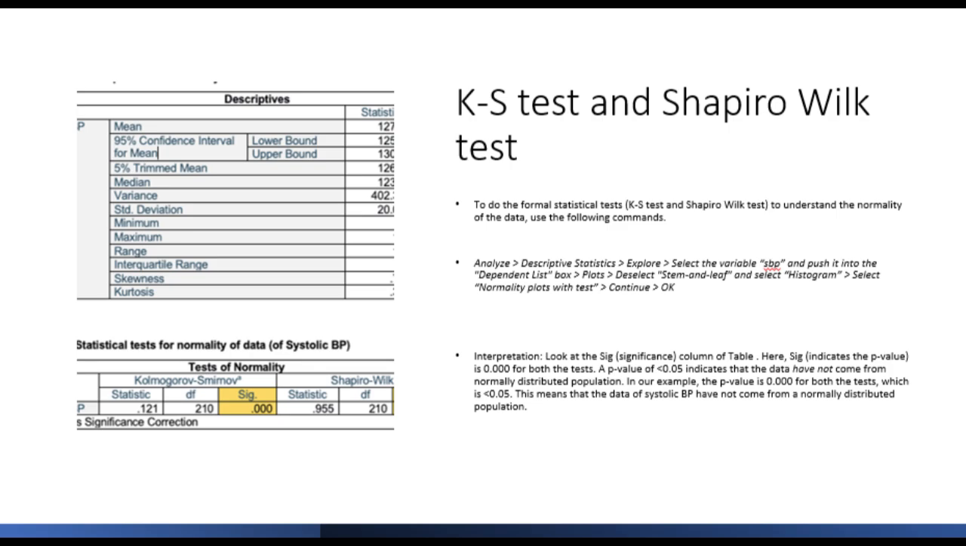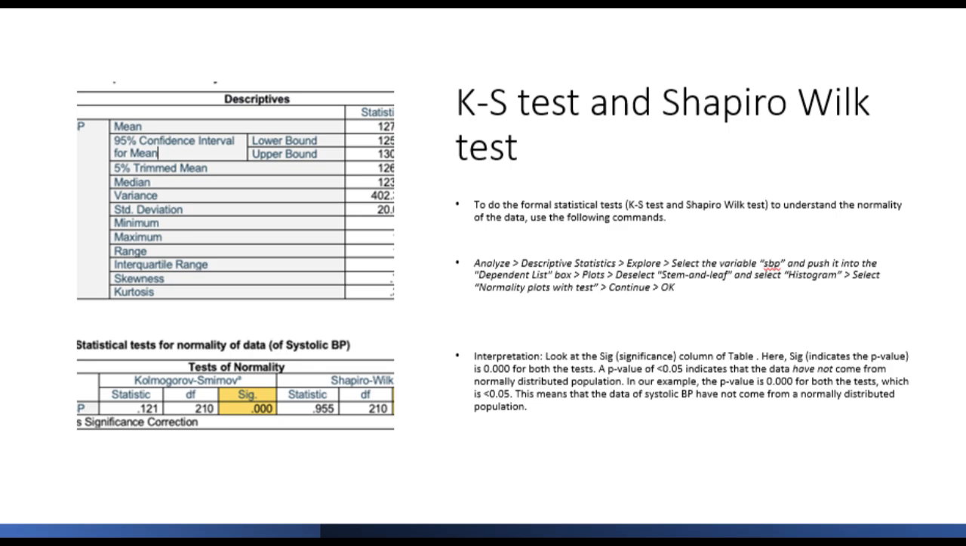Select the variable SBP and push it into the dependent list box. Next, Plots. Next, deselect stem and leaf, and select histogram. Next, select normality plots with tests. Next, Continue. Next, OK. Interpretation.